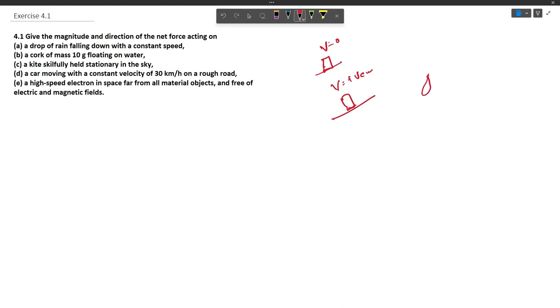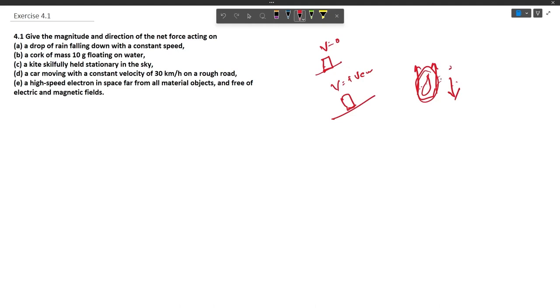We all know that it is under the influence of the force of gravity, which is pulling the raindrop towards the ground, and it is also acted upon by the frictional force of air. That's why these two forces are balanced. Hence, the raindrop is falling with constant speed, keeping its net force equal to zero. So its magnitude is zero, and since it is zero, it has no direction.